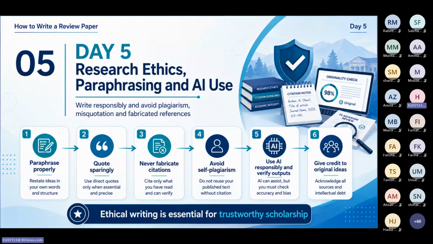For the next, research ethics, paraphrasing, and use of AI. Paraphrase properly. Restate ideas in your own words and structure. If you are getting data from a research article, then we should rephrase or rewrite it in our own words, and that will help us to avoid plagiarism.